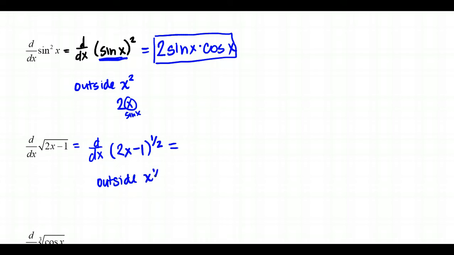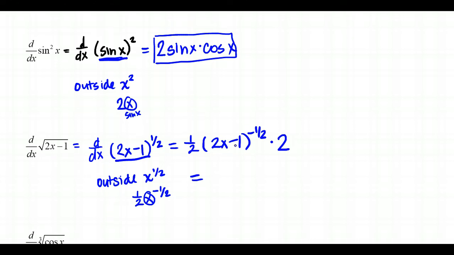The outside function is like x to the 1/2, and the derivative of x to the 1/2 is 1/2 x to the negative 1/2. But again, instead of this x, I'm going to leave the inside function. So this is 1/2 times 2x minus 1 to the negative 1/2, times the derivative of the inside function, which would just be 2. So now everything's being multiplied. This 1/2 and this 2 cancel. So it's 2x minus 1 to the negative 1/2.